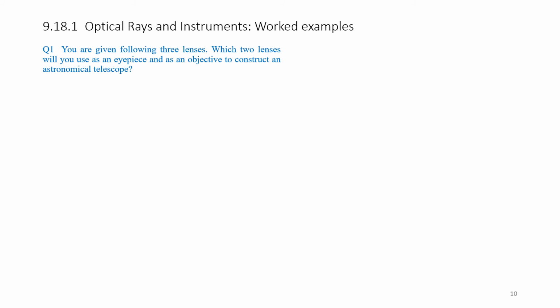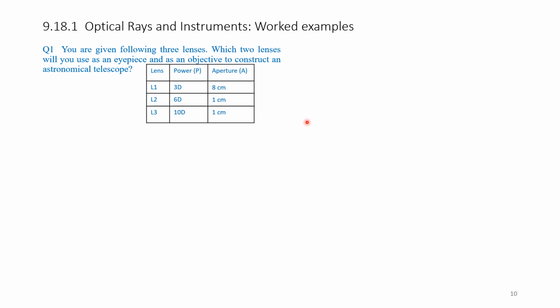Question number 1. You are given following 3 lenses. Which 2 lenses will you use as an eyepiece and as an objective to construct an astronomical telescope? Please go through this table. Here there are 3 lenses given, L1, L2 and L3, and their powers are also given 3D, 6D and 10D, and their aperture A is also given. Aperture of lens L1 is 8 centimeters, aperture of lens L2 is 1 centimeter and L3 it is 1 centimeter. So, these are the 3 different apertures and 3 different powers.